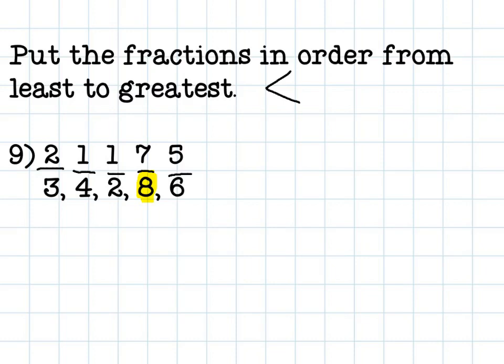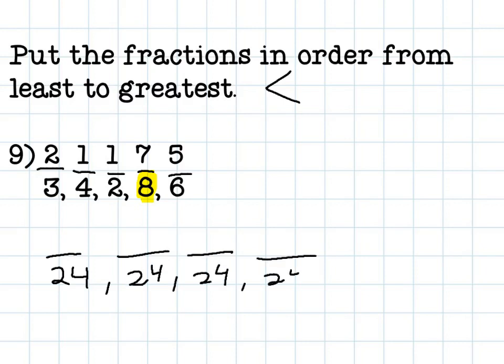The next number counting by 8s is 24. Well, 3 goes into 24 evenly, 4 goes into 24 evenly, 2 goes into 24 evenly, and so does 6. So your common denominator is now 24. So you need to write 24 for each one of those fractions. We have 5 fractions. We should have 5 numbers with denominators of 24.